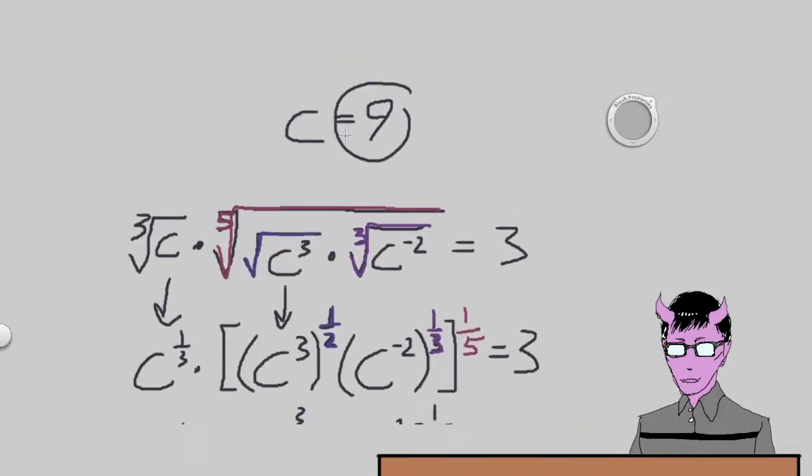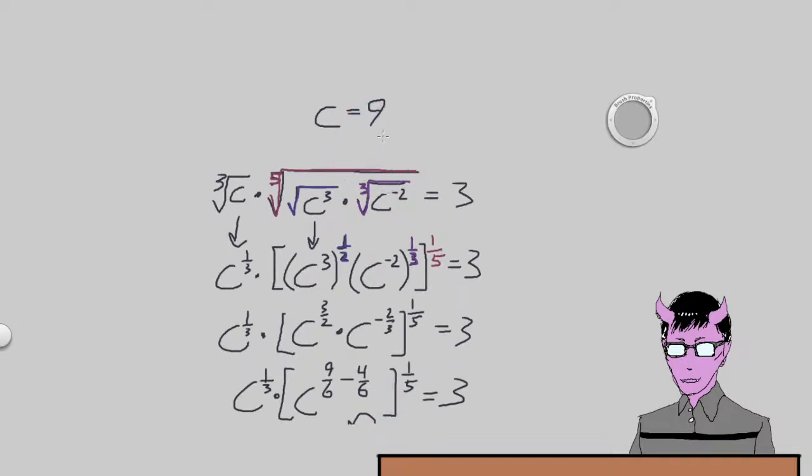So 9 is a positive value. It's okay to put it in there? Yes. So we don't cause any domain issues.